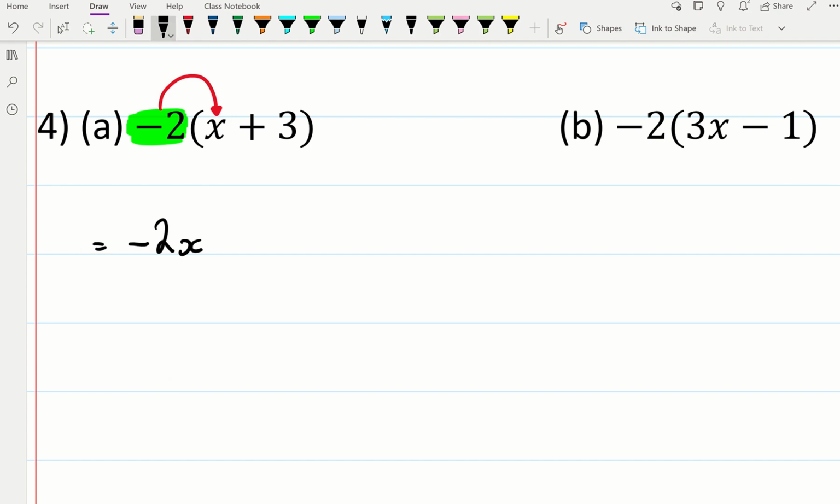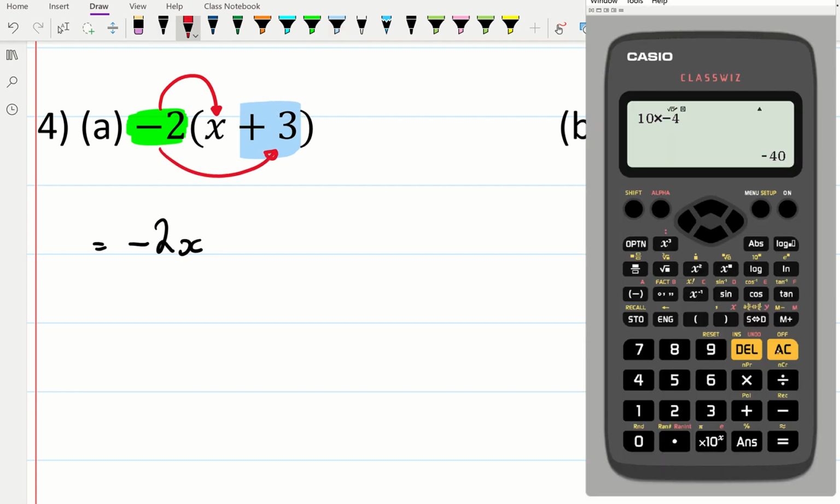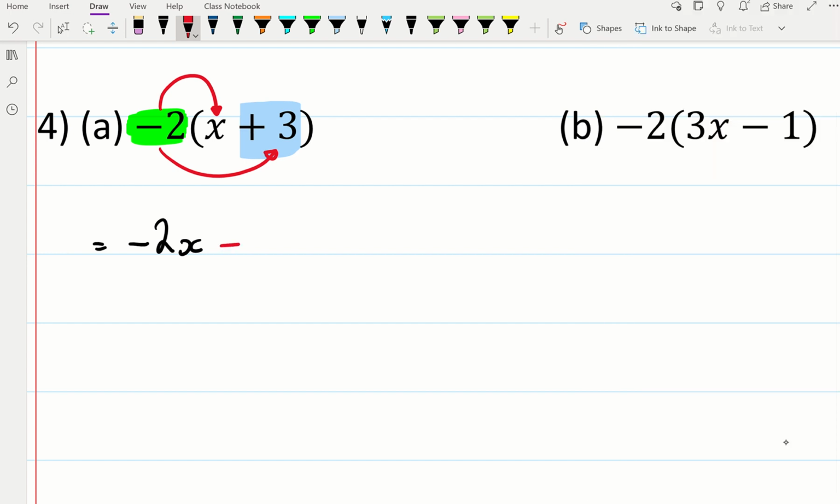And then I'm going to multiply negative 2 by a positive 3. So I can use my calculator. Negative 2 times 3, a positive 3, is negative 6.